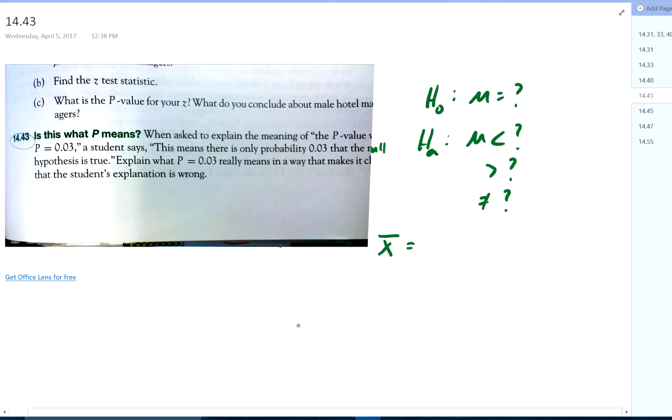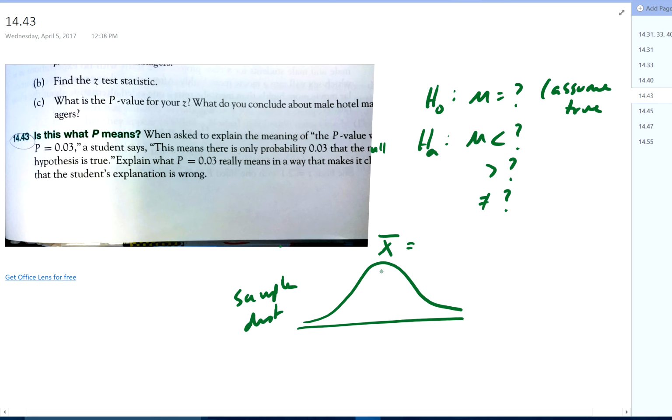Okay. If we assume mu is true, H0 is true, then the sampling distribution is approximately normal, with mu x bar equal to mu and sigma x bar equal to sigma over the square root of n. And then x bar is a data point, a value here on my sampling distribution.